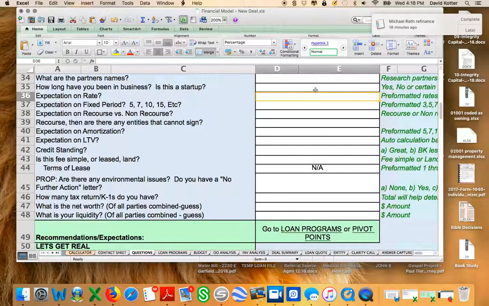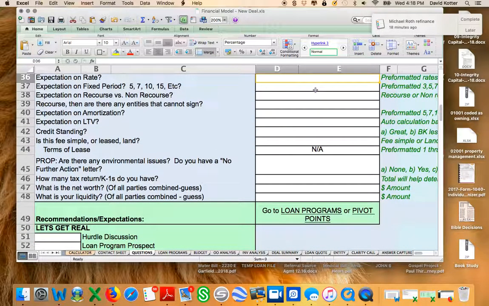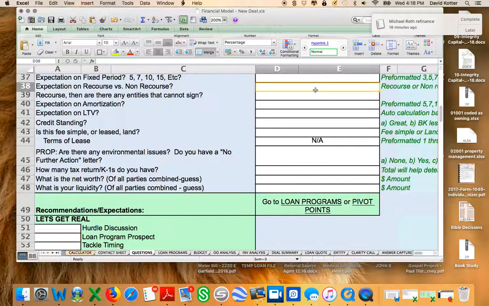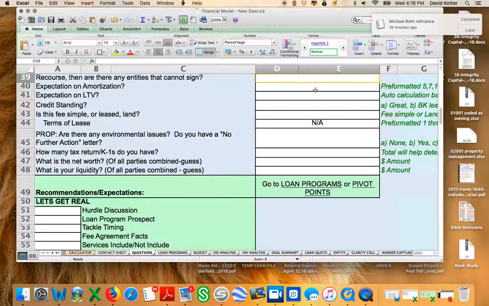What's the expectation on rate? We always want to know and understand what the client is expecting, because that could really move us in a different direction. Do they want a fixed loan for 5 years, 7 years, 10 years? Do they expect to get a recourse loan or a non-recourse loan? Meaning, will they have to personally sign guarantees or not? Is there anybody who can't sign personally? We want to know that.